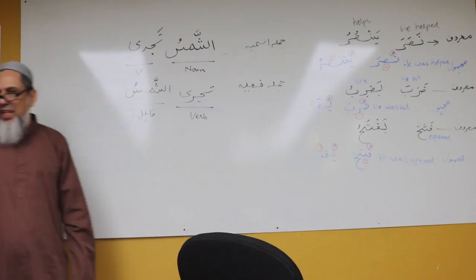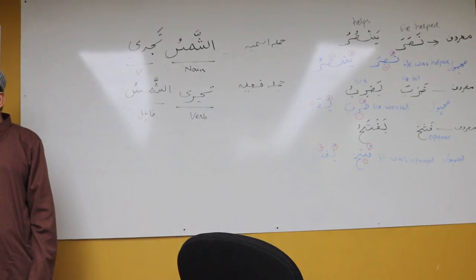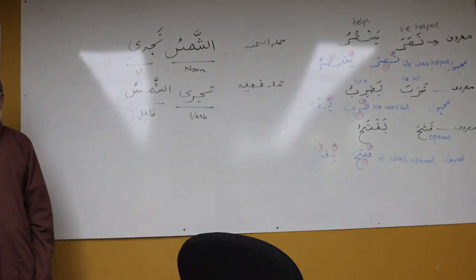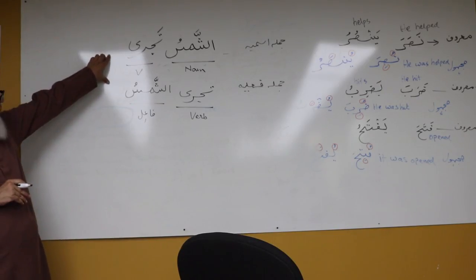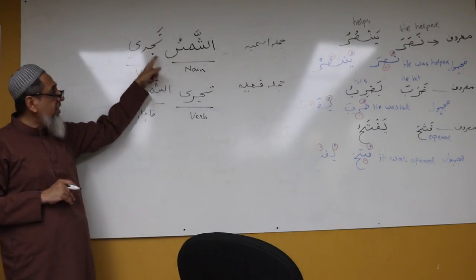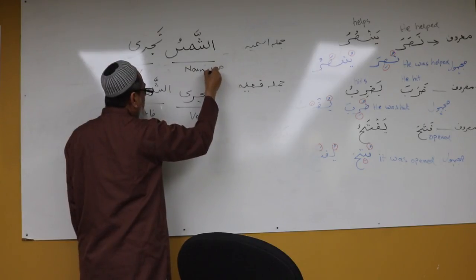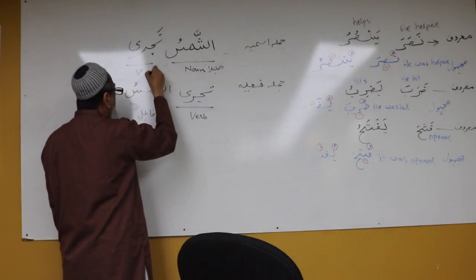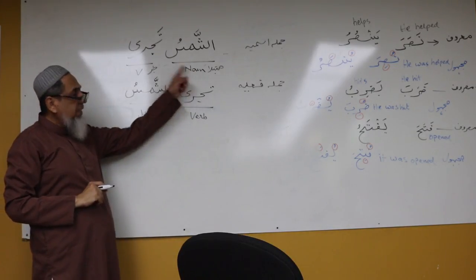Rule number 1, any sentence that starts with a verb is called Jumla Fi'liya. And any sentence that starts with a noun is called Jumla Ismiya. Look at this example. Ash-Shamsu Tajri. This is Mubtada. And this is Khabar. This is called Mubtada and Khabar.